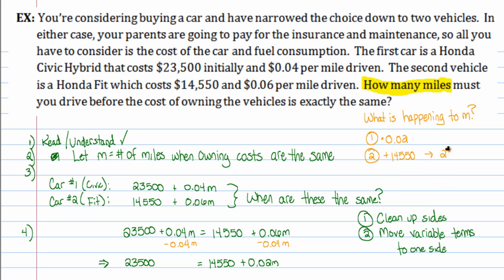So to undo that, it's like untying a shoe. You start with the last thing that you tied. The last thing we tied was we added 14,550. The opposite is subtracting 14,550. And the next thing we untie is the multiplication, which is a division. So I'll apply these things. I'll subtract 14,550 from both sides, and I will then divide both sides by 0.02.